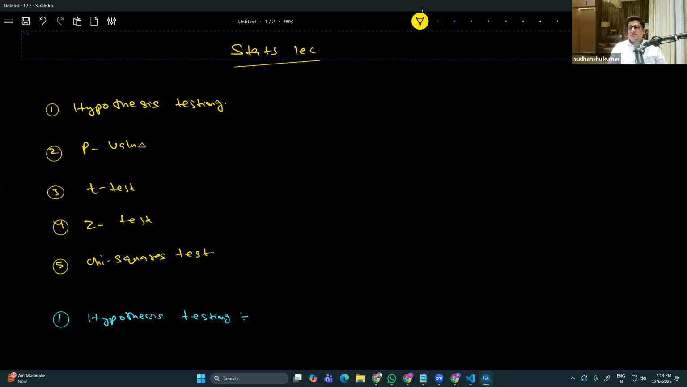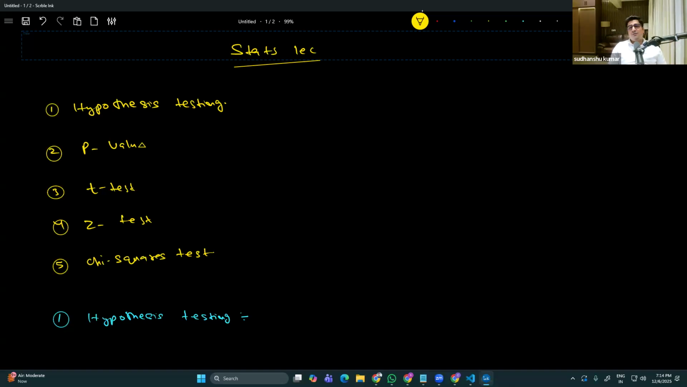So this is what happens in the world of statistics, or even in general day-to-day life. We try to assume something, and if we fail to prove the assumption, in that case the assumption is true. If we are able to prove it, if I'm able to prove it, then my assumption is going to be wrong. And this is where this entire hypothesis testing comes into the picture.